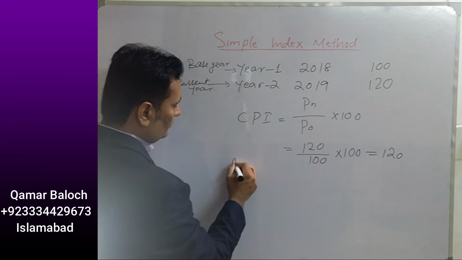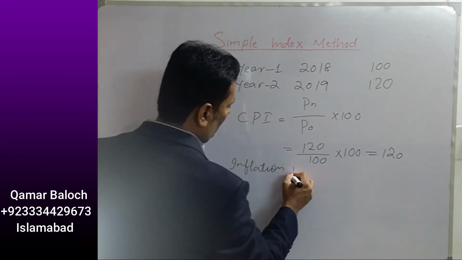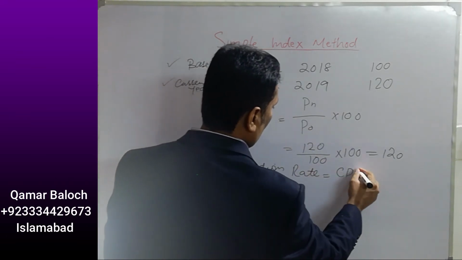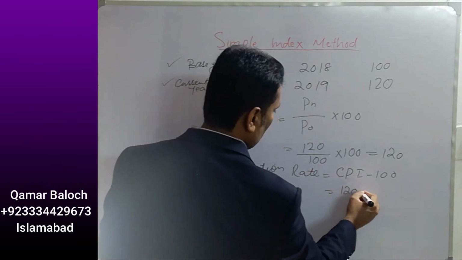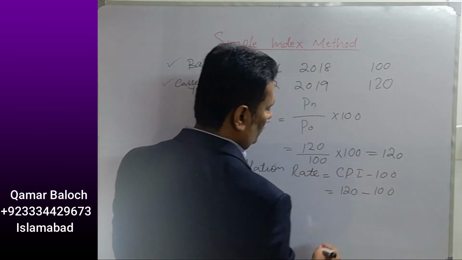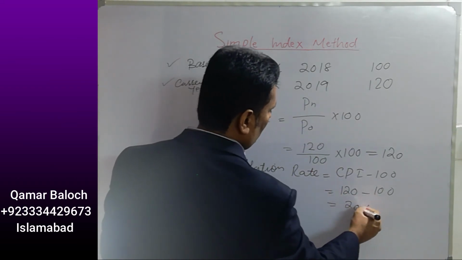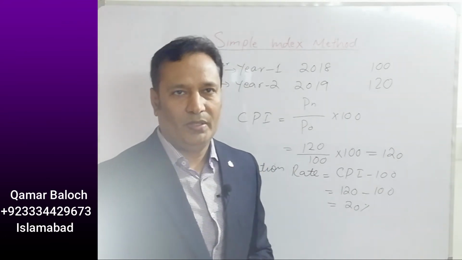To find out the rate of inflation, inflation rate is equal to CPI minus 100. So we have CPI 120, base year is always taken as 100, so 120 minus 100 will give us 20%. So it's really simple to find inflation rate through the simple index method.